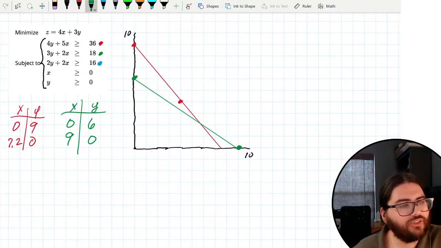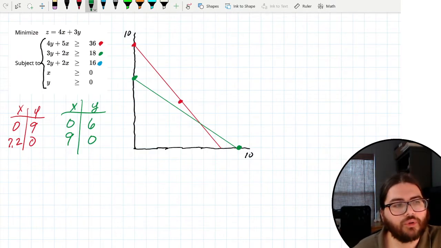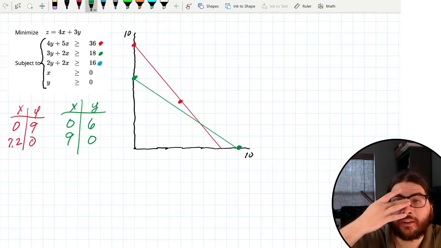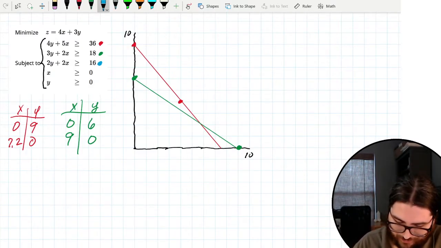I can see that these two intersect, and it doesn't seem to be at a whole number intersection point. I did my best to make it work. It might be that whole number intersection point, but we'll see when we get there. Let me do the last one first. Plug in my x and y values.